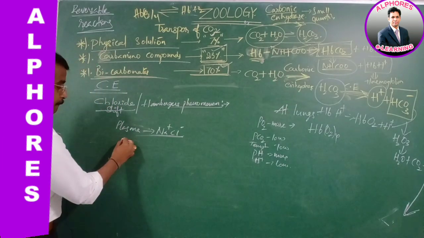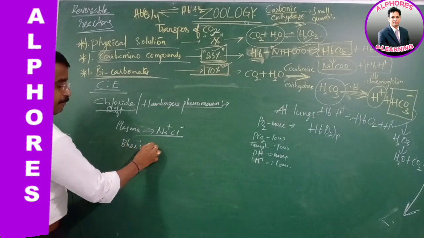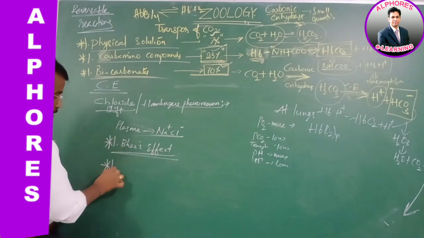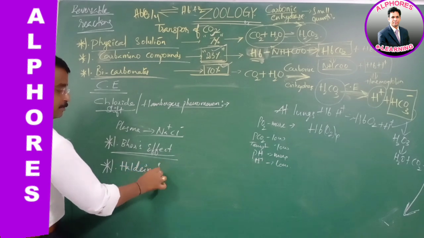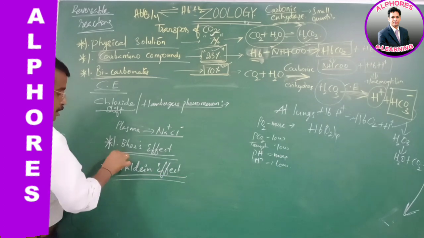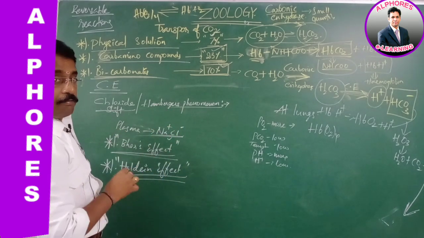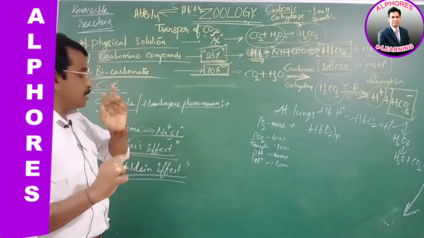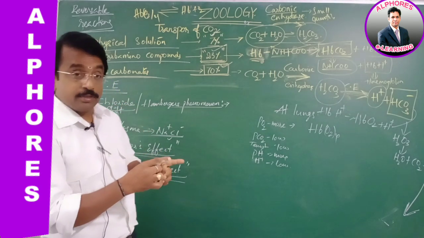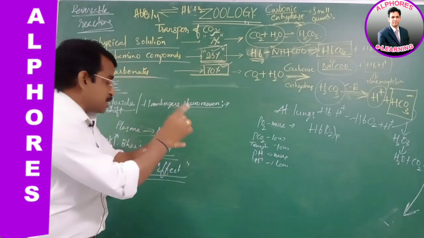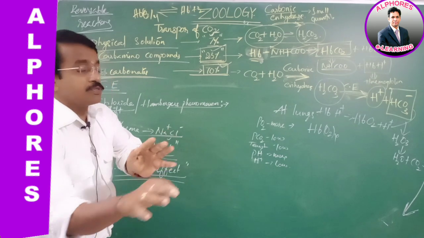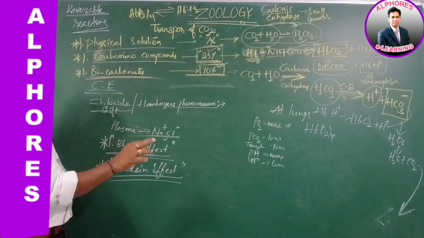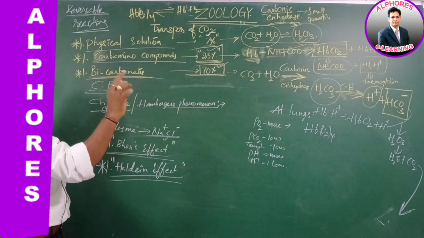Right. So one more point to remember: Bohr's effect we have seen. In the same way, one more is there, Haldane's effect. What is the Bohr effect? The effect of CO2 and H plus on oxygen carrying capacity is the Bohr effect. At tissues, the carbon dioxide partial pressure is more and H plus is more. That's the reason why oxygen is dissociated from hemoglobin. That is the Bohr effect: effect of CO2 and H plus on unloading the oxygen from hemoglobin, dissociation of oxygen from hemoglobin.